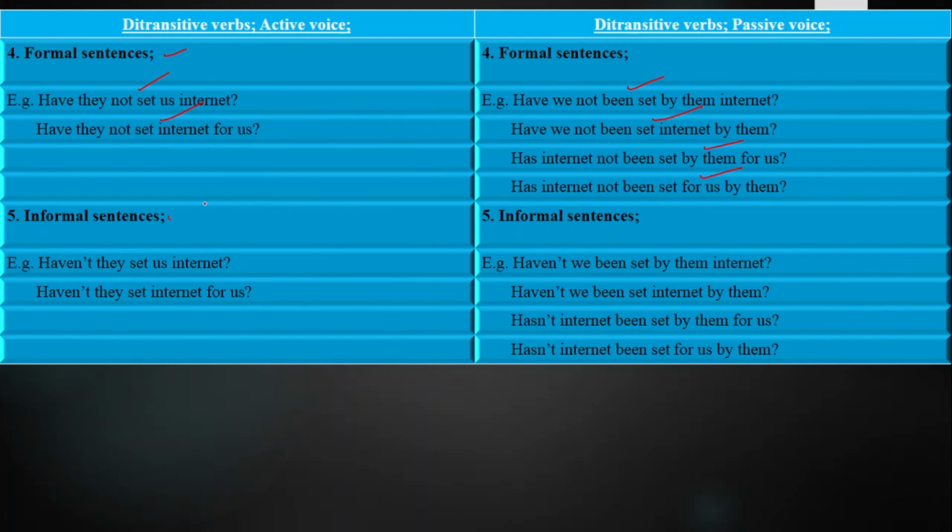After that we have the last, informal sentences. What are informal sentences? Those sentences in which we ask questions or deny the statement in an informal way are called informal sentences. Haven't they set us internet? Haven't they set internet for us? Haven't we been set by them internet? Haven't we been set internet by them? Hasn't internet been set by them for us, and hasn't internet been set for us by them? So these are the sentences of the ditransitive verb set from active voice into passive voice in the present perfect tense.